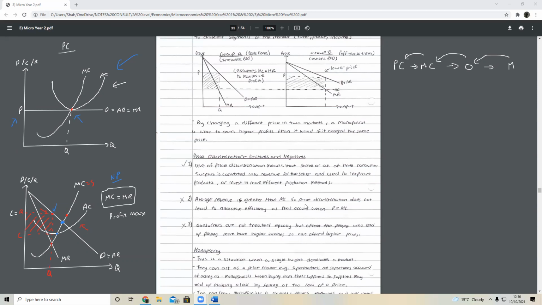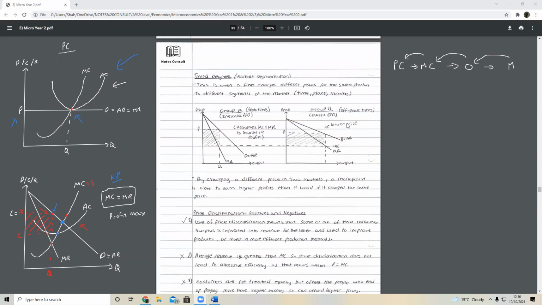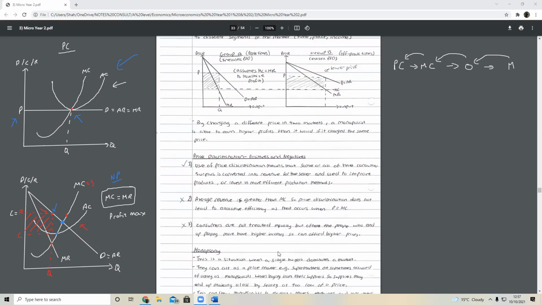Average revenue is greater than marginal cost, so price discrimination does not lead to allocative efficiency. Of course, there's not going to be allocative efficiency here, as P does not equal MC. Consumers are not treated equally. You already know that.